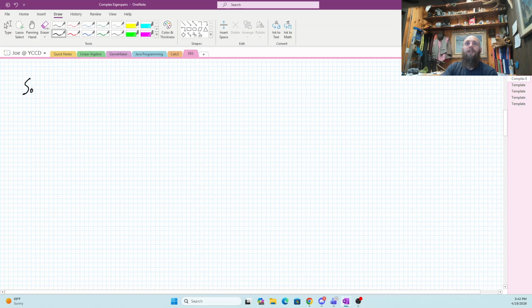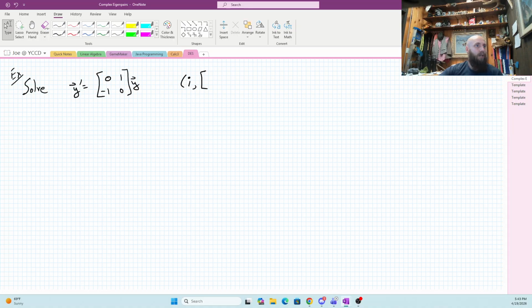So here's my example. Let's say we wanted to solve y prime equals the matrix 0, 1, negative 1, 0 times y. Oops, I forgot a y prime. Now, if I want to solve this, I need the eigenpairs. So the eigenpairs are i and... Sorry, let me just look at my notes over here.